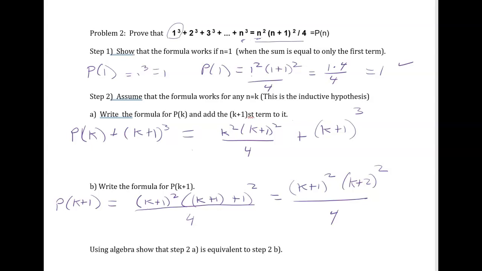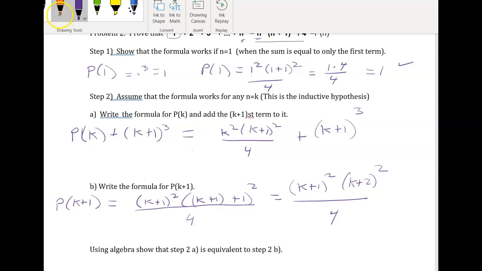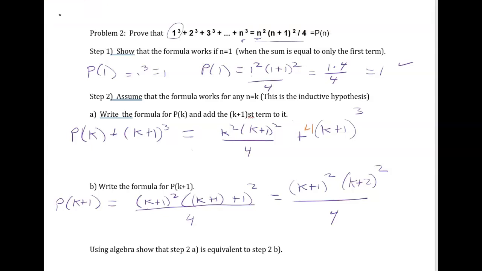So the first thing I have to do is, notice I have a single fraction. I'm trying to show this single fraction is equal to this sum of two terms. I want to write the sum of two terms as a single fraction. So I'm going to put a 4 here and a 4 here. And then what I see is I have a common factor of K plus 1 there, a common factor of K plus 1. Oh, squared and cubed. The common factor is actually K plus 1 squared.